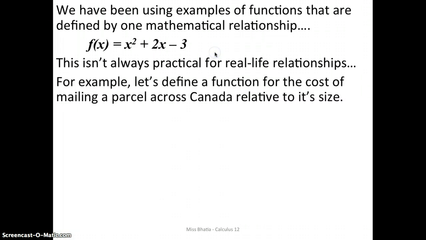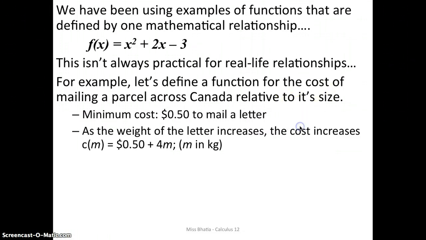So, for example, if we wanted to define a function for the cost of mailing a parcel across Canada, it will depend on its size. So one variable is the cost and the other variable is the size. They're both interrelated and dependent on each other. So you'll always have a minimum cost, and I think it's about 50 cents to mail a letter. And as the weight of the letter increases, the cost will also increase.